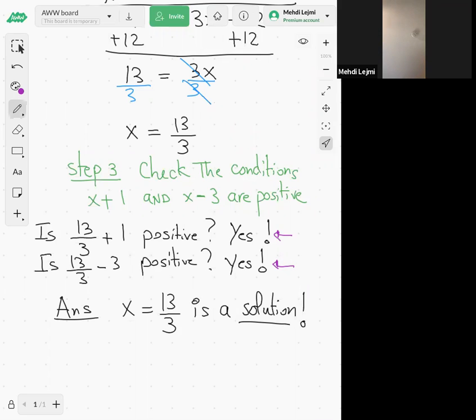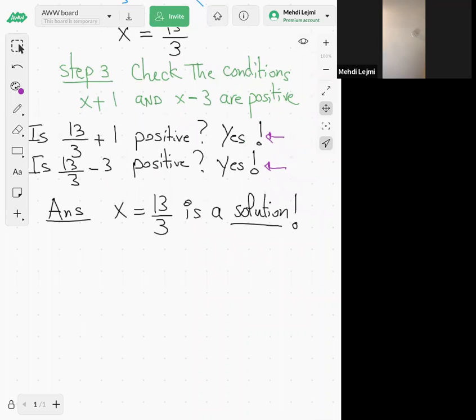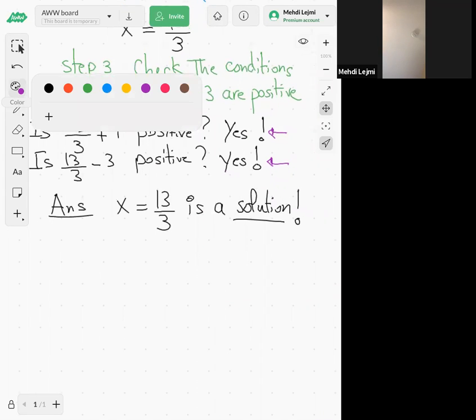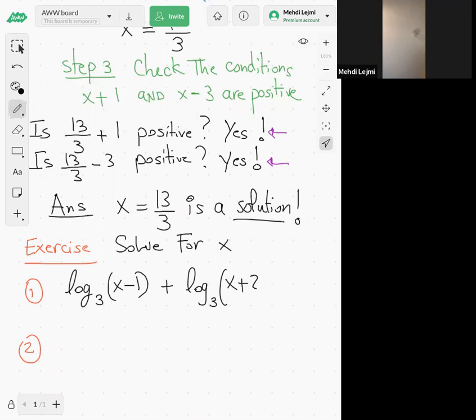All right, so here's an exercise. I know it's a lot, so I will continue with this next time, but let me just give you an exercise, and then we'll continue next time. Okay, an exercise. Please solve for x. So two equations. First equation: log in base 3 of x minus 1 plus log in base 3 of x plus 2 is equal to 2.